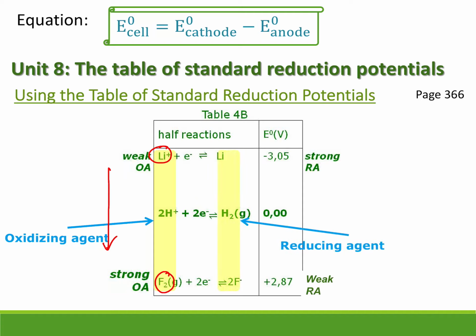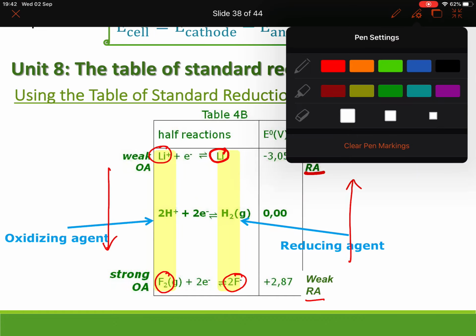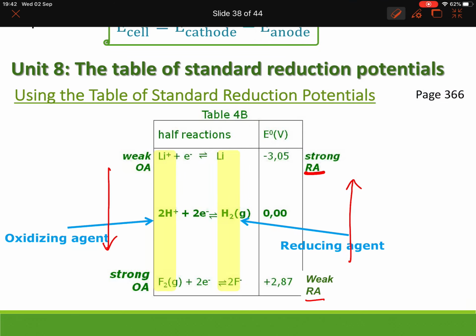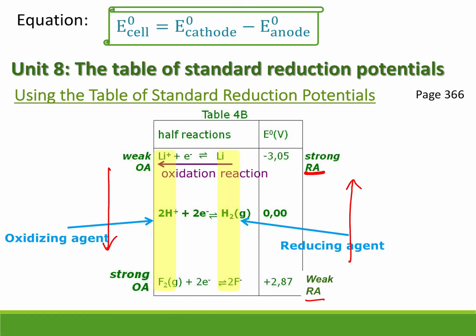The reducing agents are the first product given. Okay, that then is your reducing agent. So, lithium is a very strong reducing agent. Fluoride, F minus, is a very weak reducing agent, and there'll be an arrow that means it goes up like this. Being able to identify these is actually quite important.